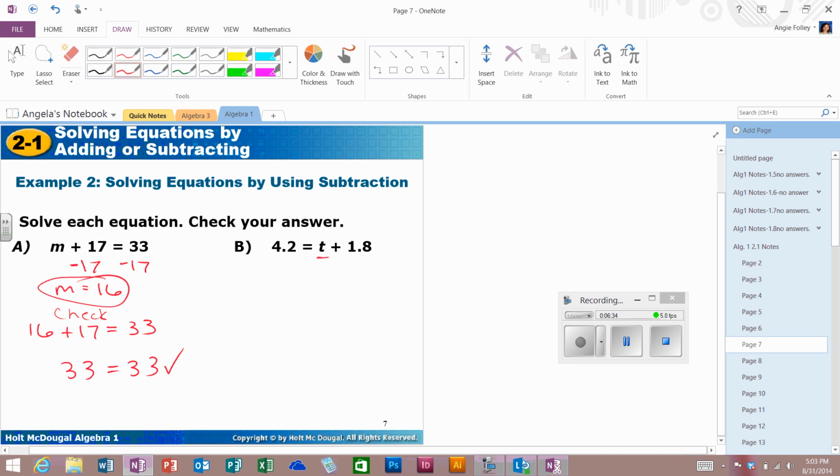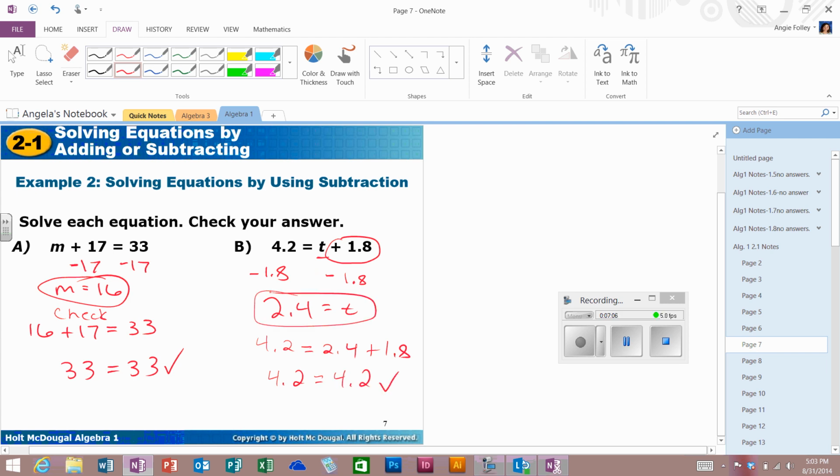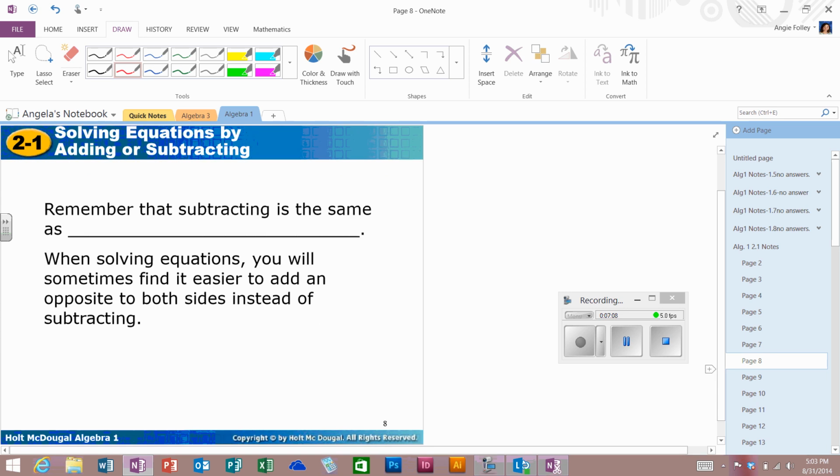Okay, we see the t is on this side, so that means I want to get rid of everything next to it. I want to get rid of that 1.8, so I want to subtract 1.8. So 4.2 minus 1.8 comes out to 2.4, and that is what t should be equal to. So I'm going to check my answer by plugging 2.4 back in to t. Does 2.4 and 1.8 equal 4.2? Yes, it does. So that was our correct answer. Remember that subtracting is the same thing as adding the opposite.